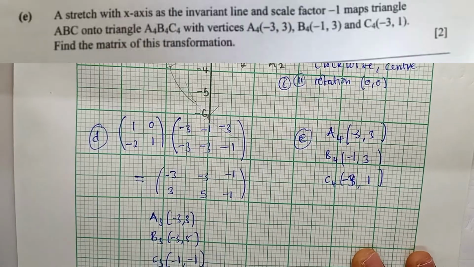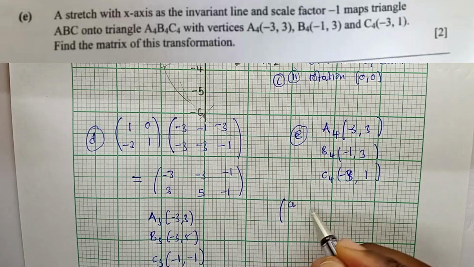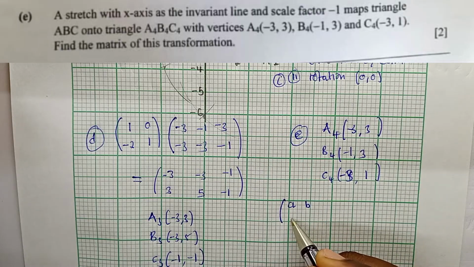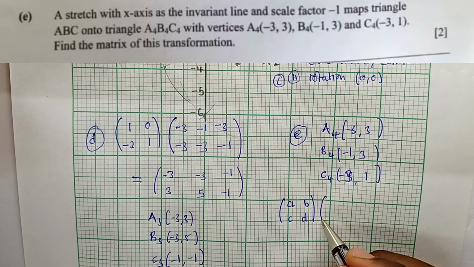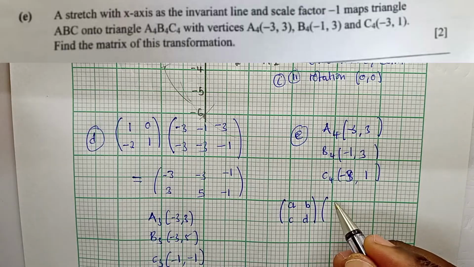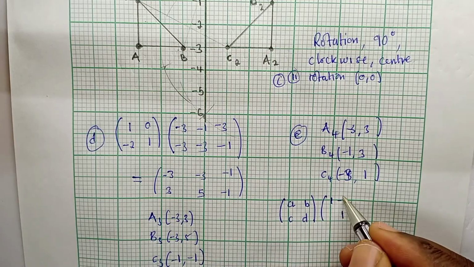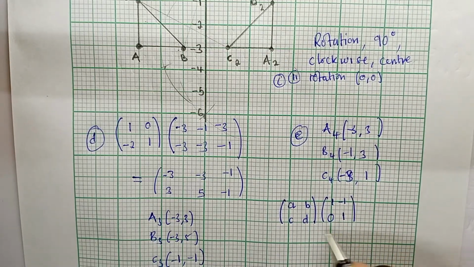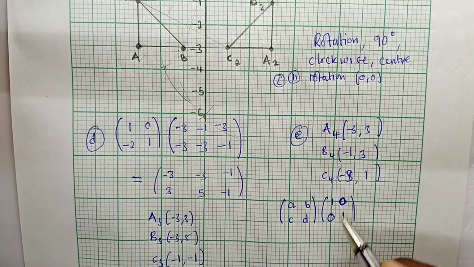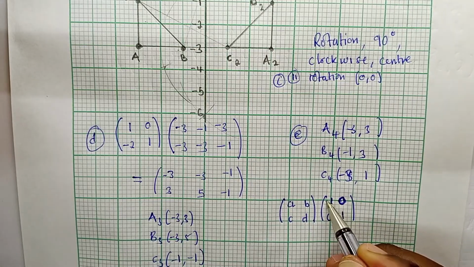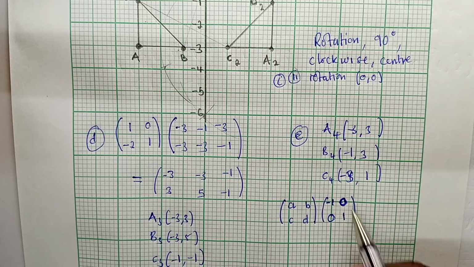So now what are you supposed to do here? You are supposed to find the matrix. So just indicate like this: A, B, C, D, because they want us to find the matrix. Next, you put a 1 here and a 1 here, and negative 1 here. Remember, we're dealing with a stretch, so this is supposed to be a 0 and a 0 here. And since it's the x-axis, negative 1. Now this is the matrix for stretch. This is the matrix that we use.